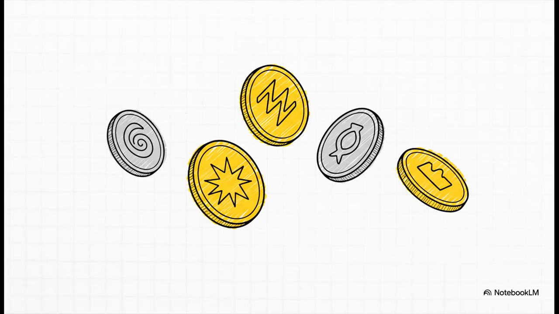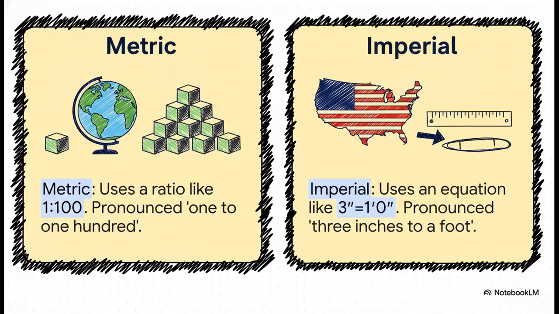Now, if all these numbers feel like a lot to take in, don't worry. Here's a fantastic little trick to remember the common ones. Just think of them like coins. 1, 2, 5, 10, 20, 50. It's a simple way to make those standard scales stick in your head. Oh, and a quick heads up, while most of the world uses that simple metric ratio we've been talking about, you might run into the imperial system, especially in the US. The logic is exactly the same, but it looks a little different. Instead of a ratio, it'll say something like 3 inches equals 1 foot.